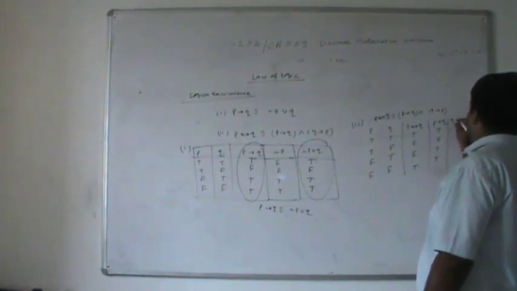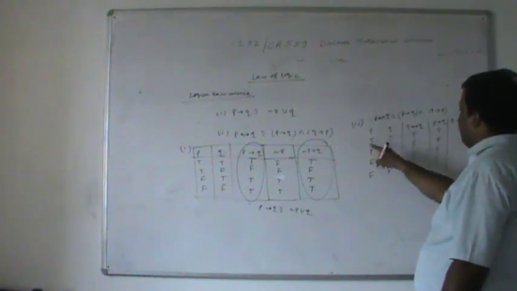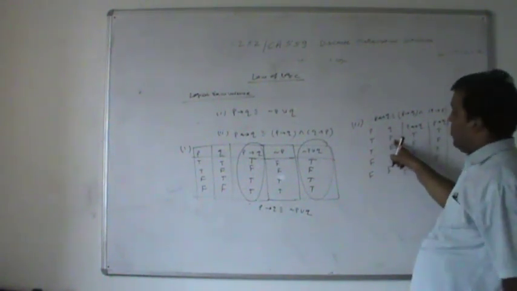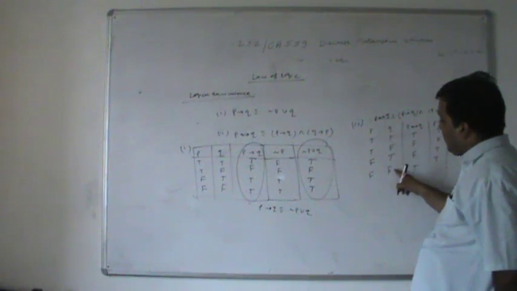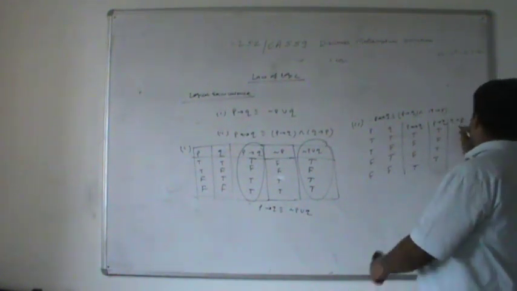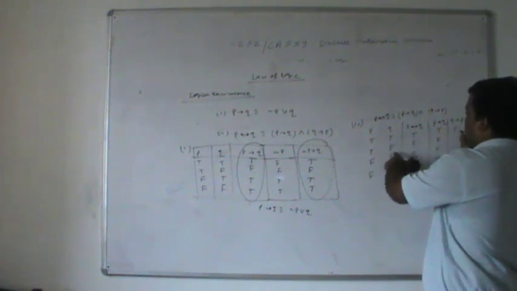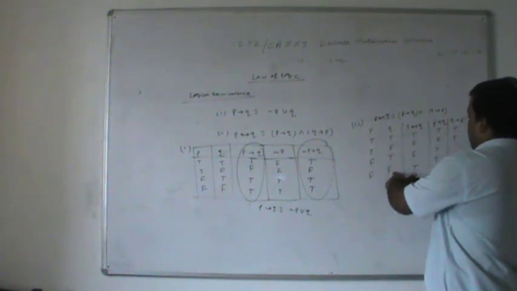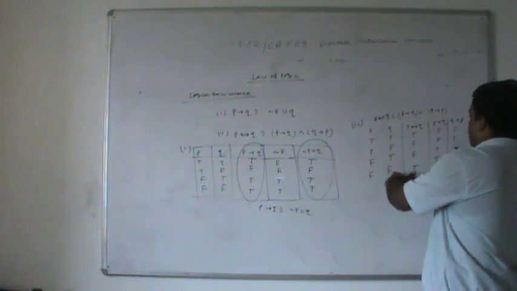And Q implies P, that is, when the value of Q is true, no matter what the value of P is, and when Q is false, in the case of Q implies P. So in the first case it is true, the second case it is true, and the fourth case it becomes true. But in the third case it is false.